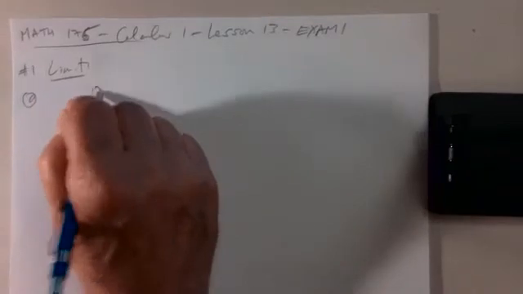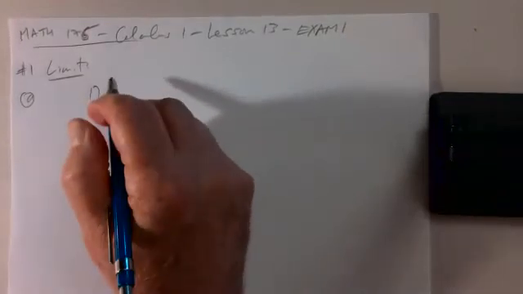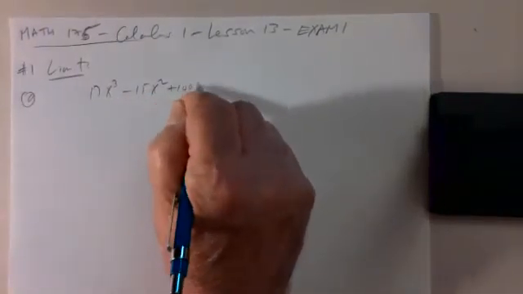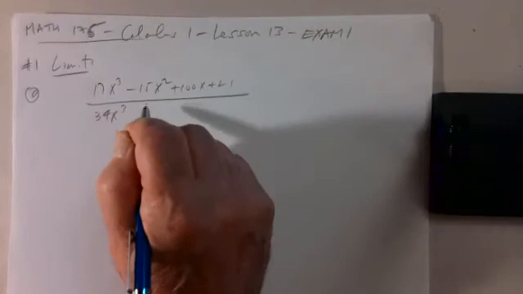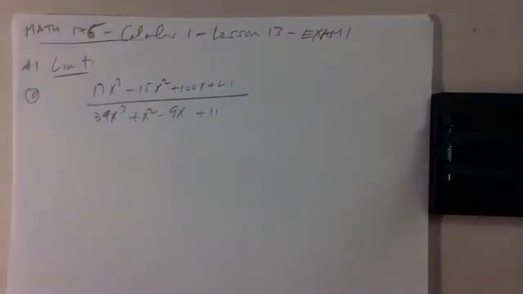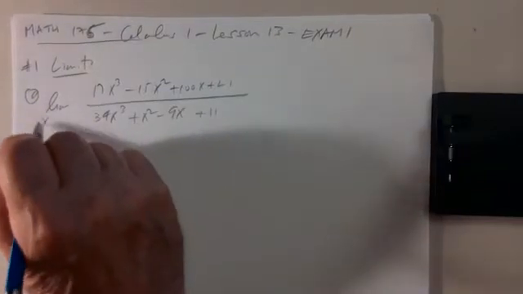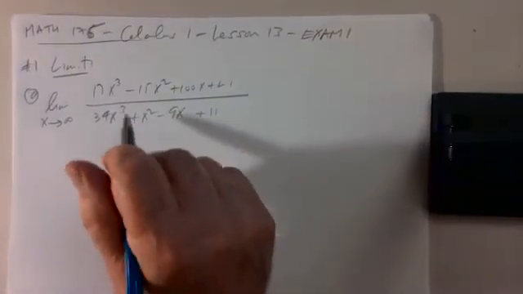The first is a rational function, 17x cubed minus 15x squared plus 100x plus 21 over 34x cubed plus x squared minus 9x plus 11. So this is a quotient of 2 cubics. Both numerator and denominator have degree 3. And we know that the limit as x goes to infinity of a rational function where the numerator and the denominator have the same degree is just the ratio of their leading coefficients.